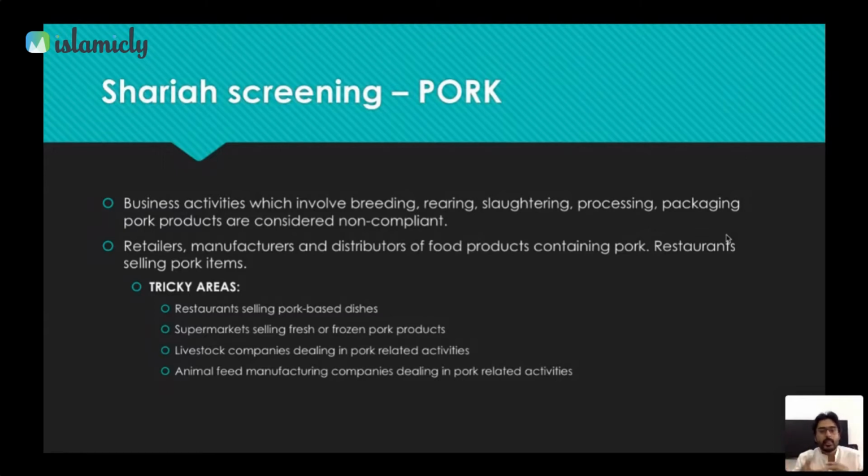Now, for example, if McDonald's is selling a burger which contains a pork patty, right? The pork patty comprises the bulk of that food product. You cannot have a burger and call it a pork burger or a hamburger without the patty in it. So the entire revenue from that will be considered non-permissible.